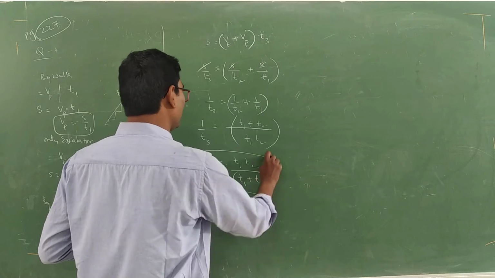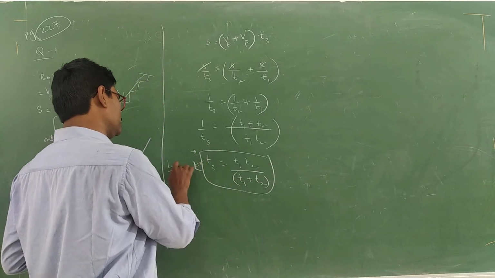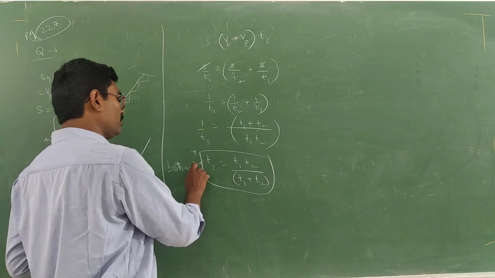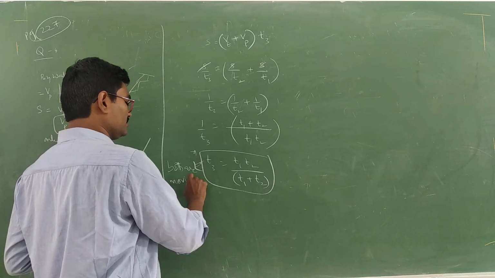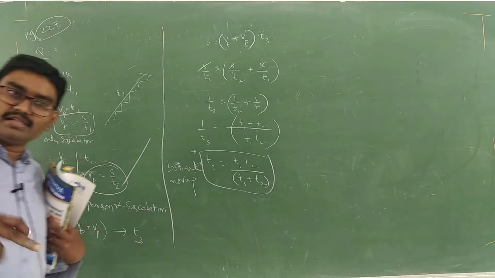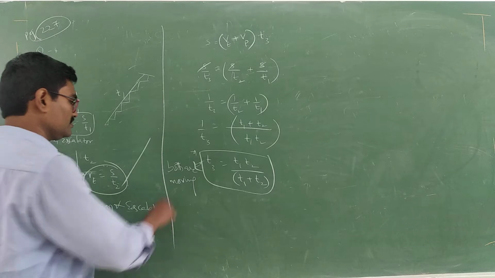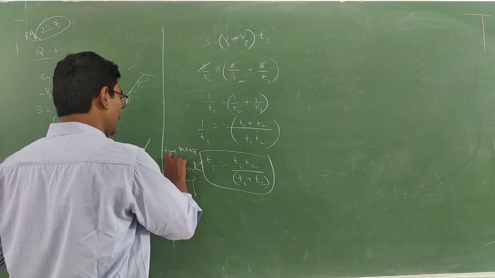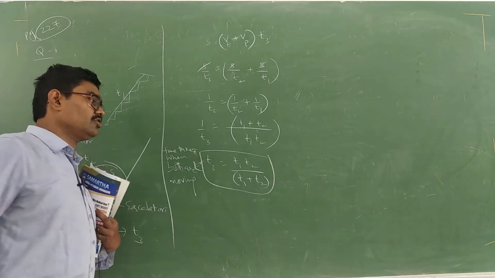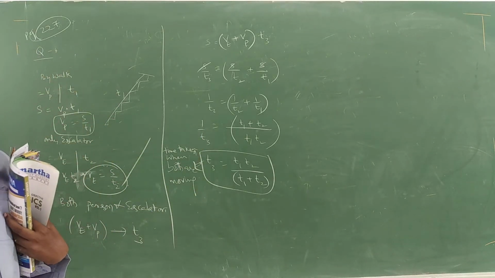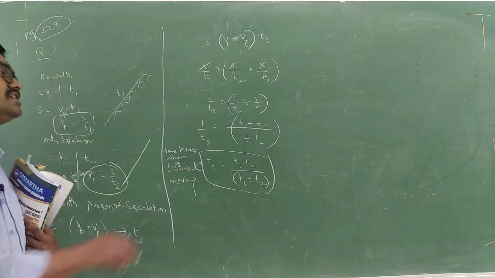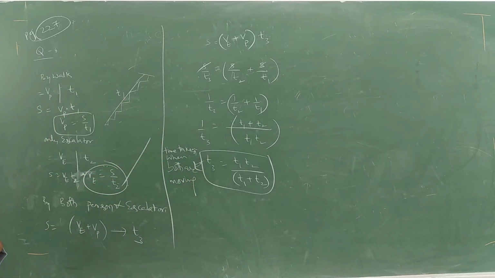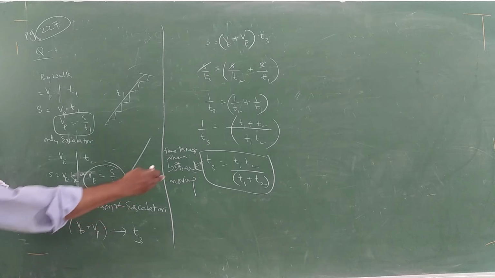What is this T3? It is the time taken when both are moving. That is the formula. Now in this case, this is the formula proof. In this proof, you just substitute what T1 and T2 are, and you get the answer, that's all. You can remember the formula.